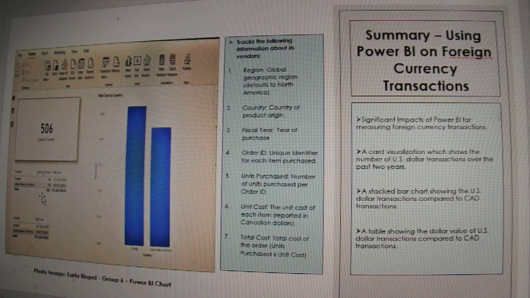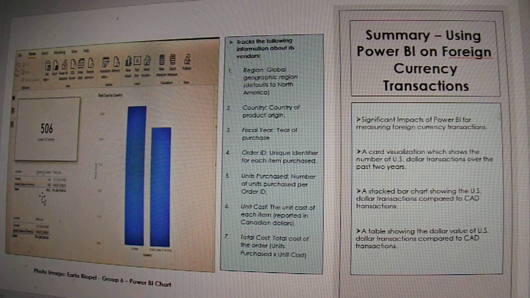As you noticed, Power BI is very similar to Excel's pivot table, and what it does is it tracks the following information about companies and vendors as to region, global geographic region. In this case, we used North America as a region. The country of product origin, we picked two here, Canada and the United States of America. Also, we use the fiscal year of purchase.